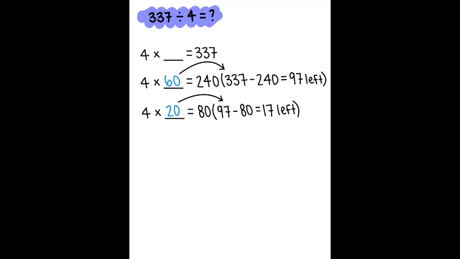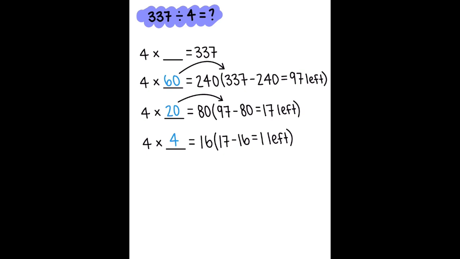Now we will repeat the same steps. 97 subtract 80 leaves us with a difference of 17. The next equation must have a product of less than or equal to 17. 4 times 4 equals 16. 17 subtract 16 leaves us with a difference of 1. We can no longer continue these equations because the only multiplier that will provide us with a product of less than 1 is 0. This means we have a remainder of 1.